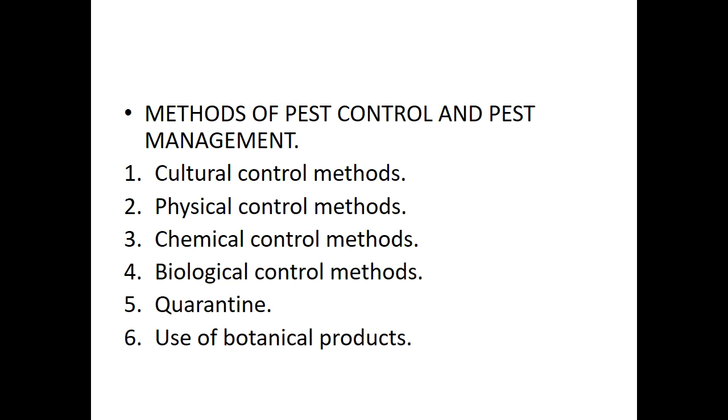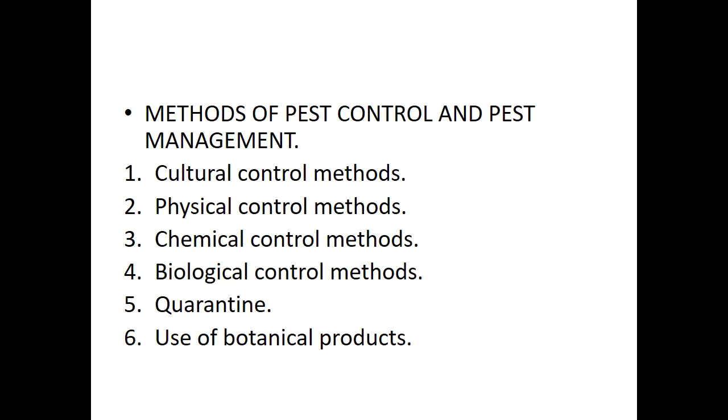You can also use traps to control the pests. Take for instance monkeys, squirrels and the like, you can use traps to control them. These are physical methods. You can also use wire netting, and you can also fence the farm. Fencing is also a physical method of controlling pests.